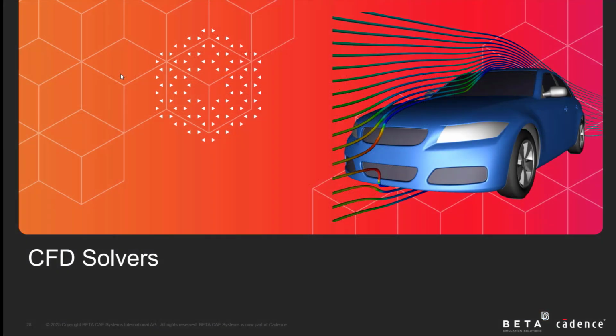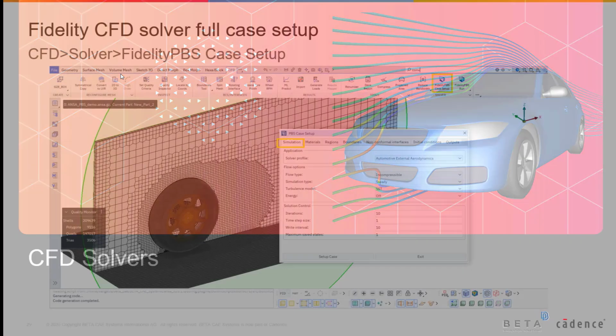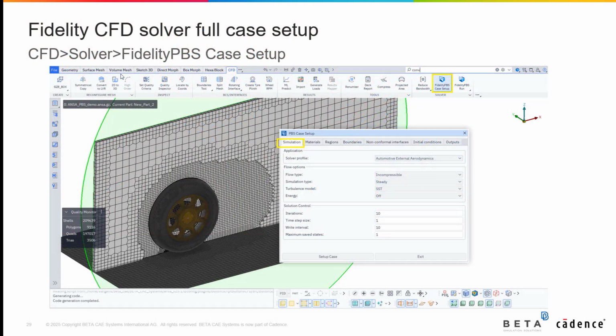Let's move now to CFD Solver support. As we mentioned at the beginning, the Fidelity CFD Solver is our main CFD-supported solver now, so in the CFD ribbon under Solver Group there is a button called Fidelity PBS Setup, where the user can set up the full case for Fidelity CFD. First of all, they need to specify the general description of the flow problem, if it's incompressible, steady state, the energy equation, number of iterations and write intervals.